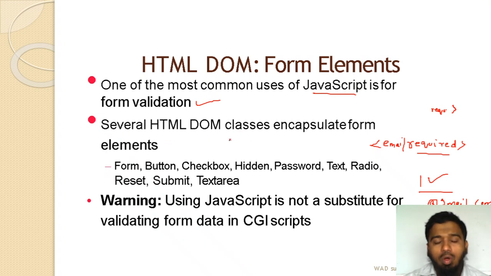Several HTML DOM classes are encapsulated from the elements. Here: form, button, checkbox, hidden, password, text, radio, reset, submit, text area. These are all the encapsulated form elements. And the warning: just see here, using JavaScript is not a substitute for validating form data in a CGI script.